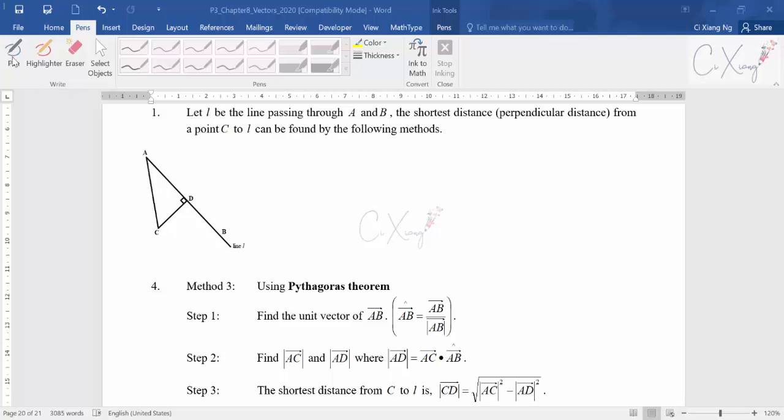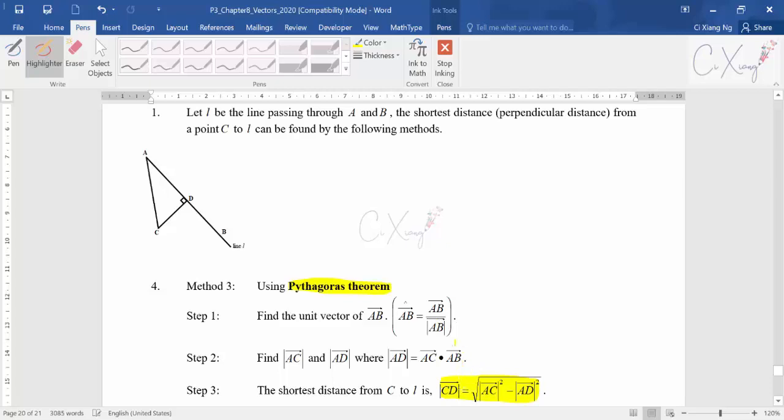So now we are going to use the third method, which involves the Pythagoras theorem, to find out the perpendicular distance from a point to a line. Of course, the final formula that we apply is this one. According to the steps, there are only 3 steps. If you want to use this method, you need to memorize all the formula and steps on your own.